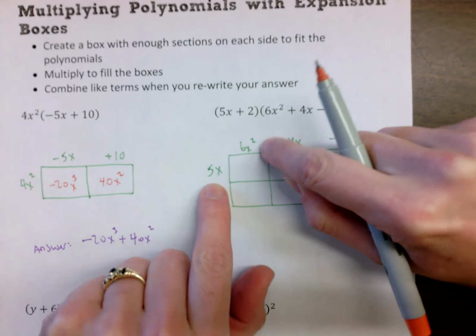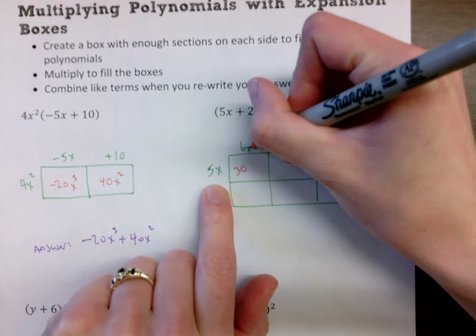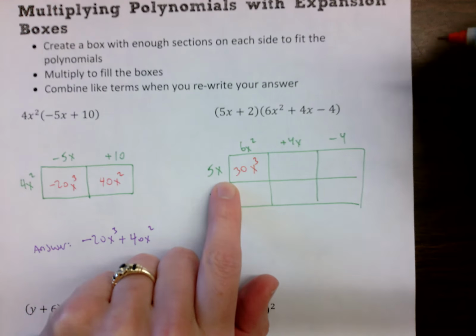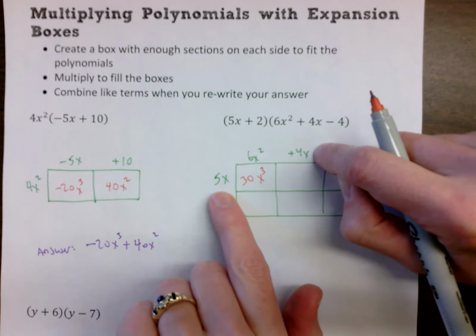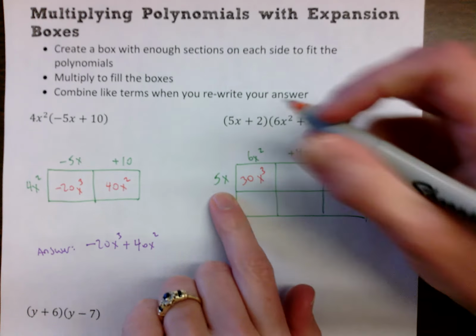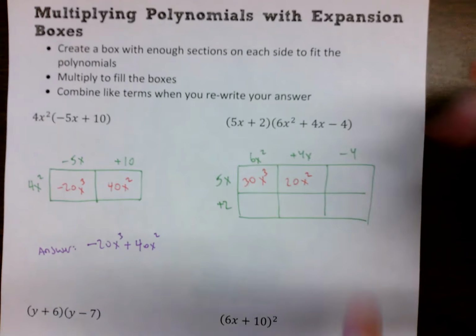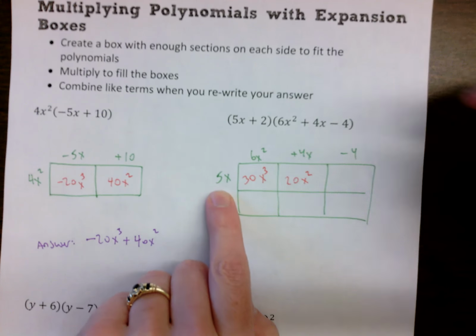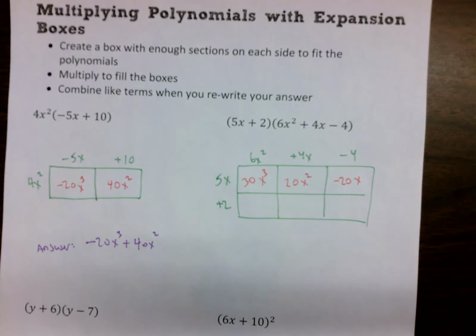So this guy here, you're going to multiply these 2 edges. So 5 times 6 is 30. And x squared times x, that means you've got 3 x's, right? So x to the third. This one, I'm multiplying the green things on the edge. So 5x times 4x. 5 times 4 is 20. X times x is x squared. This one, multiplying the green stuff on the edge. So 5x times negative 4. 5 times negative 4 is negative 20. And we got that 1 x.